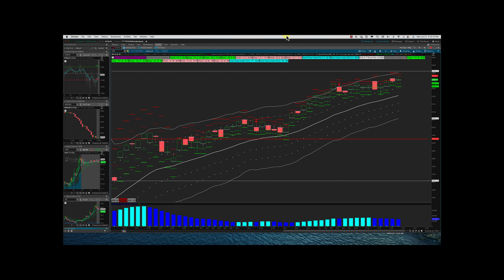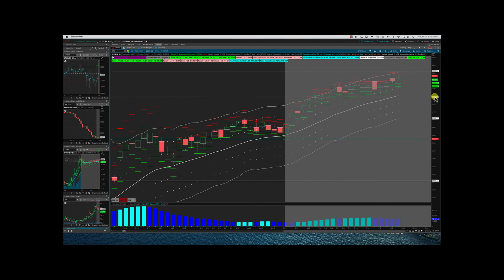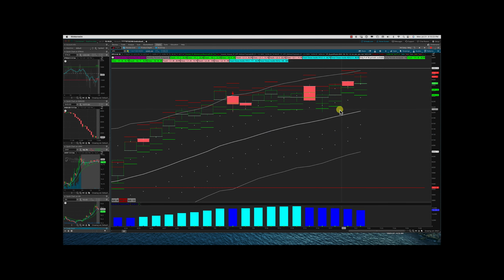So right here I have the daily chart of SPX and I'm going to zoom in just so that you can see today's candle a little bit better. So we ended up closing right where we opened. So even though we made a big move higher, we ended up coming right back down.